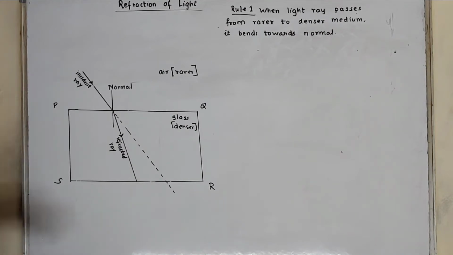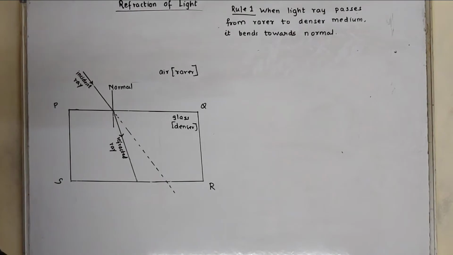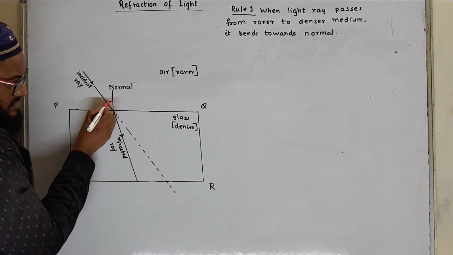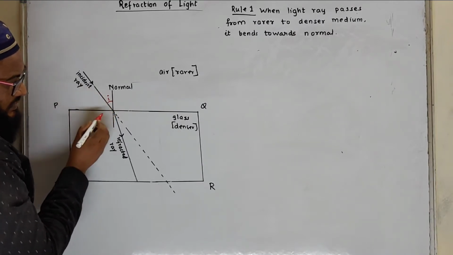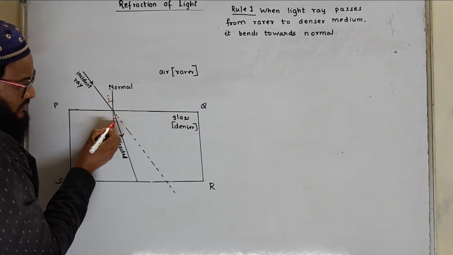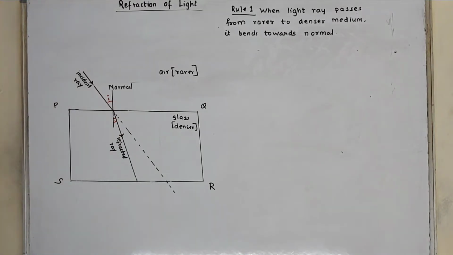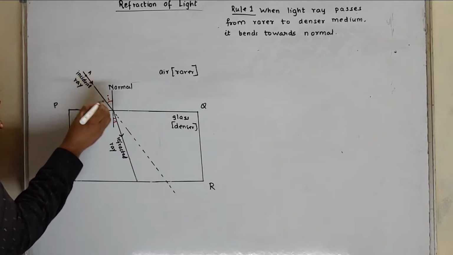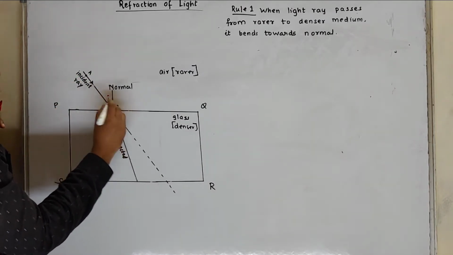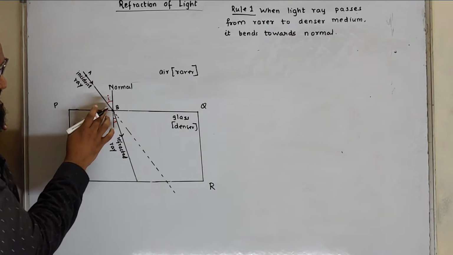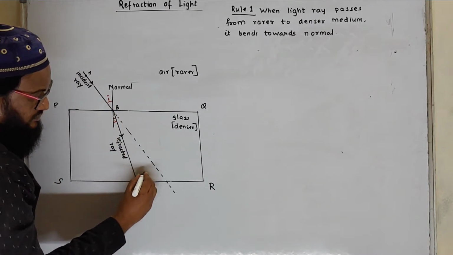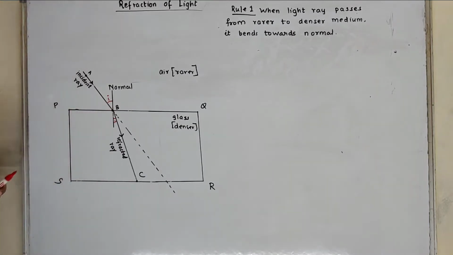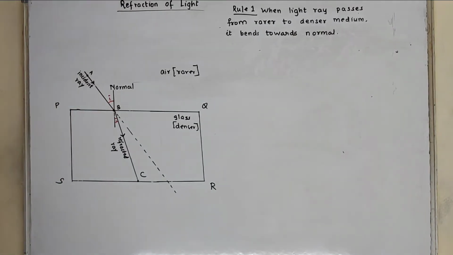Now we have to mark the angles with respect to the normal. This angle is the angle of incidence, and this angle is the angle of refraction, denoted by R. We'll name it. Let us consider this point A and this as point B, and this point is C. AB is the incident ray, BC is the refracted ray. Again we'll draw one more normal over here.